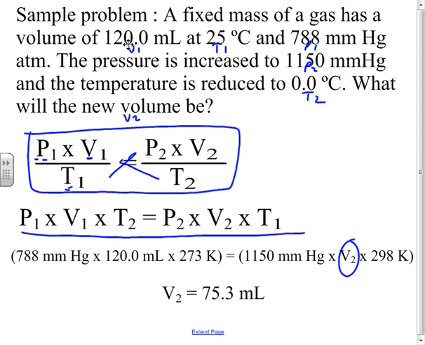Note the temperatures are converted to Kelvin. This is our T1. We add 273, well, it's our T2, so we add 273 to get our T2. And we add 273 to get our T1. Pressure can be left in millimeters of mercury, and volume can be left in milliliters for this problem, giving us a final answer of 75.3 milliliters.